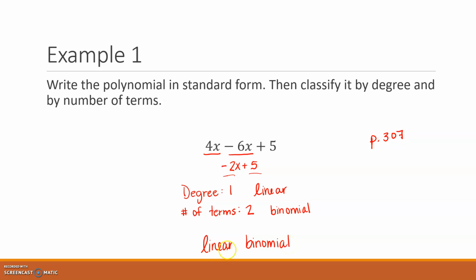And remember that these need to go in degree and then number of terms order. We don't call it a binomial linear. That's not right. Think of the word linear as your adjective and this as your noun. So you need to define your noun, if that helps to think of it that way.